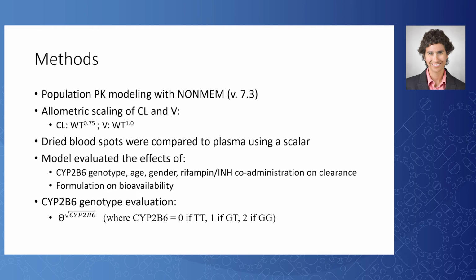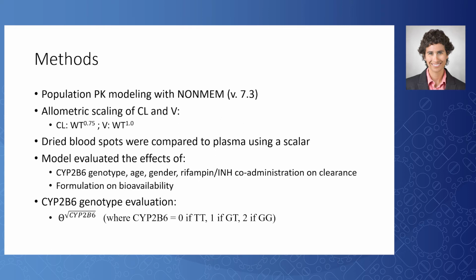We used the standard allometric scaling for a small molecule, namely weight to the 0.75 power on clearance and weight to the 1.0 power on volume of distribution. In looking at the data, the dried blood spots were consistently lower than the plasma samples, so we compared the differences in the model using a scalar. The model evaluated the effects of CYP2B6 genotype, age, gender, and rifampin INH co-administration on clearance. It also looked at formulation on bioavailability.